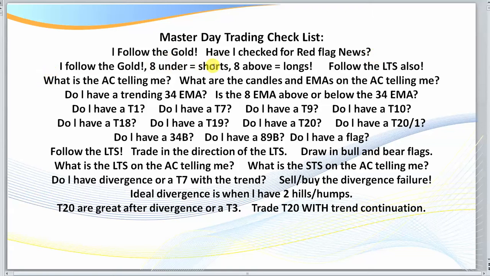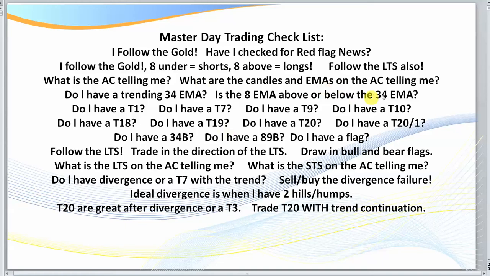I follow the gold. If the 8 is under the 34 EMA, I'm only looking for shorts. If it's above, I'm only looking for longs. There is a rule that breaks that: if you're trading an 89B or a 200B, you'll find that the 8 is well above the 34, but you may be going short. So there are exceptions to the rule, but generally speaking, you want to see the 8 under for shorts and the 8 above for longs.